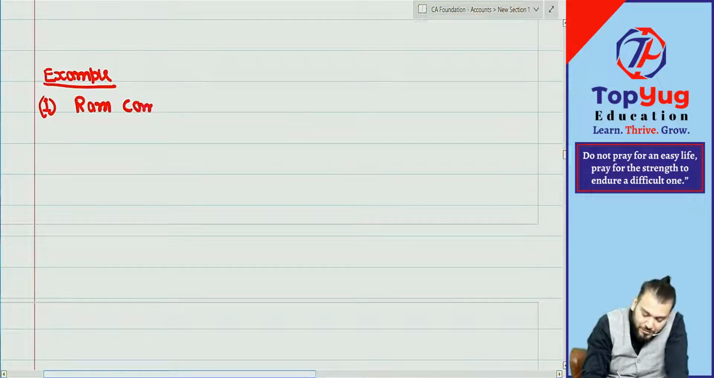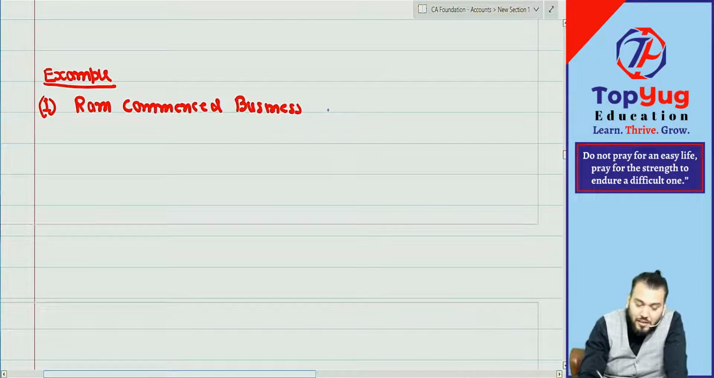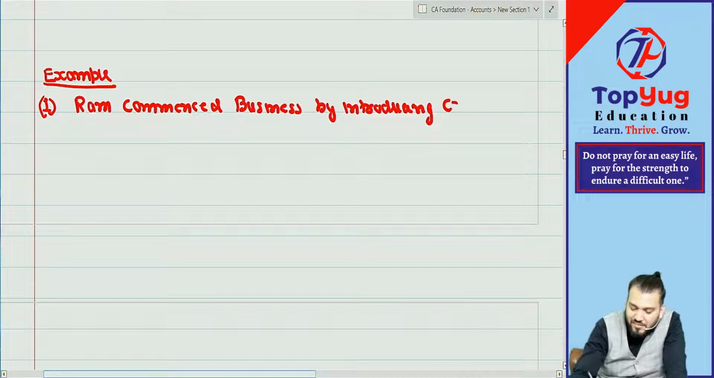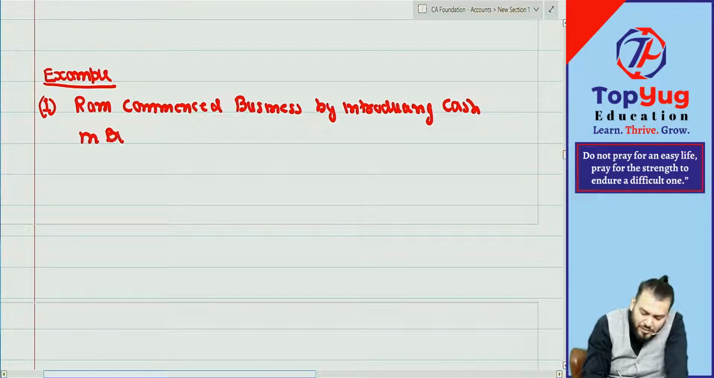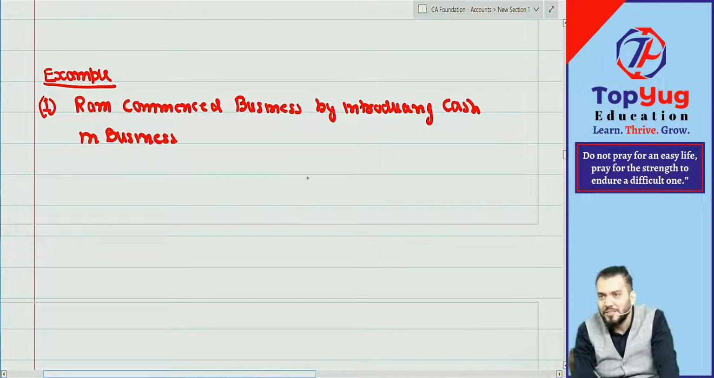Ram commenced business by introducing cash in business. I think the first transaction you have done was this only. Right now, I'm not giving an amount. Of course, some amount will be there because it should be expressed in terms of money value. Suppose cash of rupees 10,000. So 10,000 becomes the amount. Right now we are ignoring the amount.